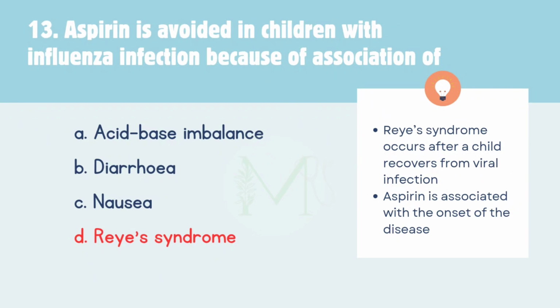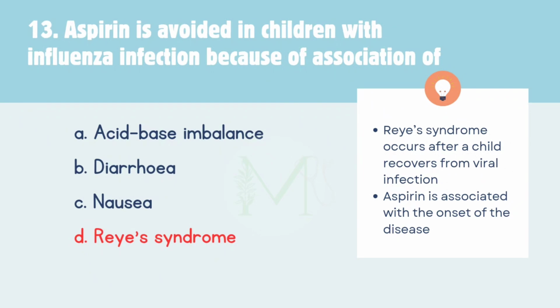It is strongly associated with use of aspirin during viral infections such as influenza or chickenpox. Due to this risk, aspirin is contraindicated in children with viral illness, and alternative medications like paracetamol, also known as acetaminophen, are recommended for fever or pain management. Now let's look at the options.